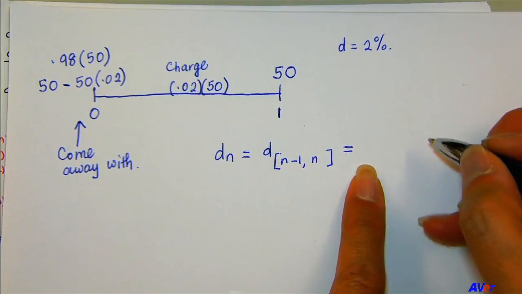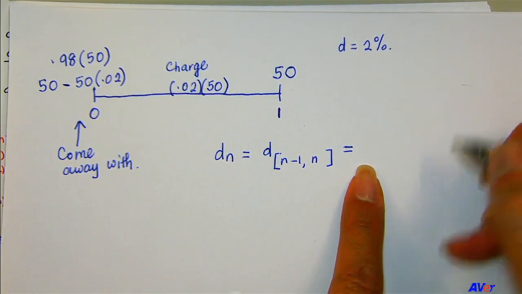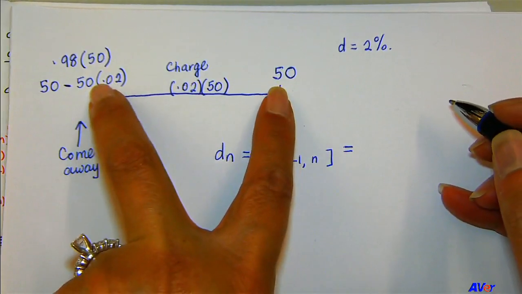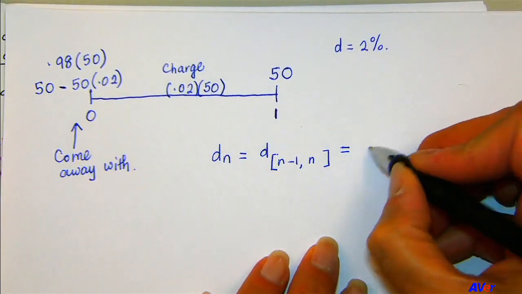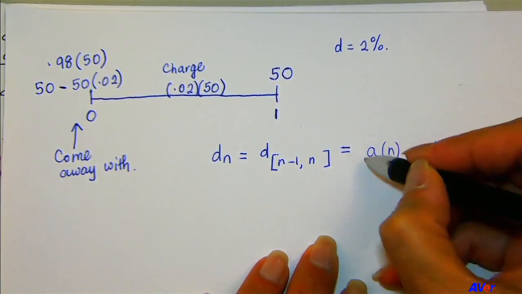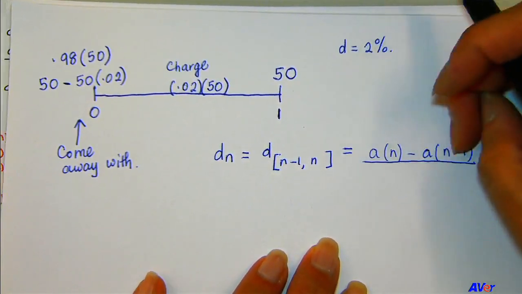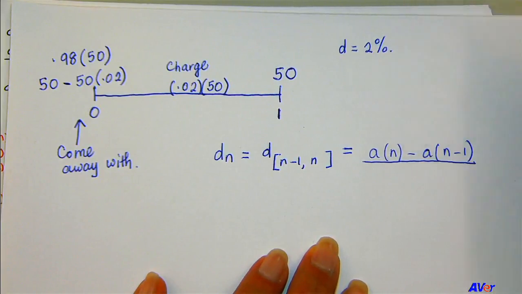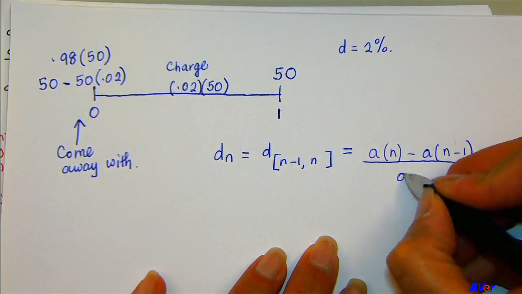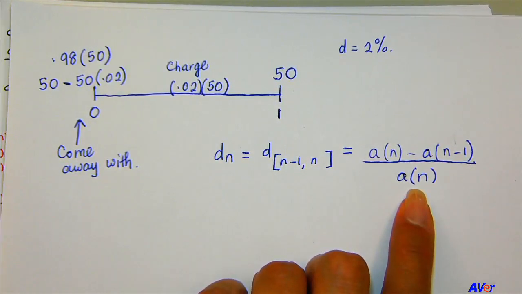No, it's not the change in discount rate. It's the change in accumulation of what is in your account. So it's saying the change in the value of your account, right? So a of n minus a of n minus 1. That's basically the change in your account value, right? Between n minus 1 and n, divided by what? A of n. So divided by the final amount, right?